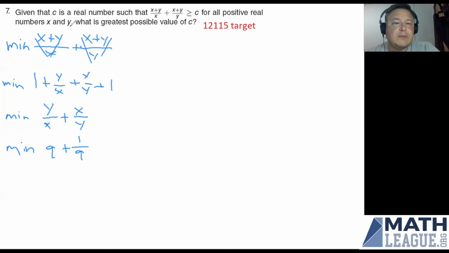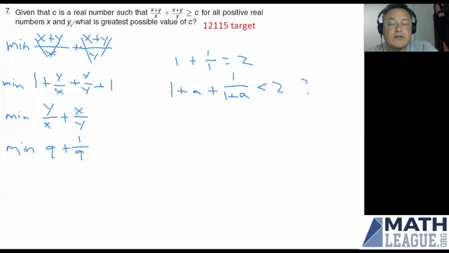So what I'm going to do is take this 1 plus 1 over 1 equals 2. Wonderful. Question is, can we do any better by adding a small number to it? All right, 1 plus a plus 1 over 1 plus a. What can we find out about that? Can we make that thing less than 2? That's our real question. All right, let's try it out.